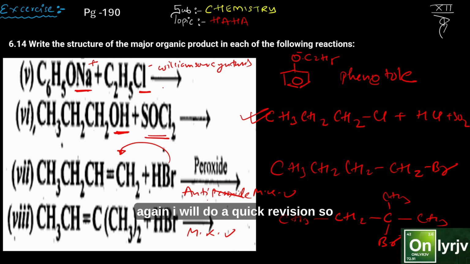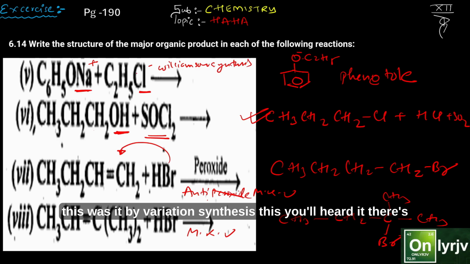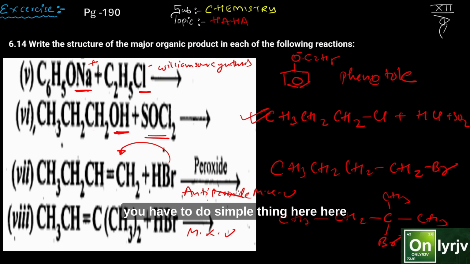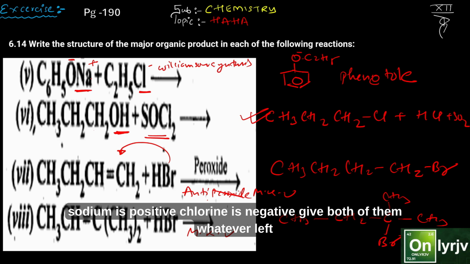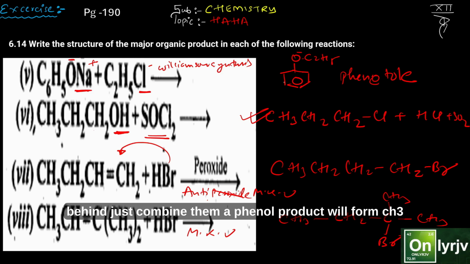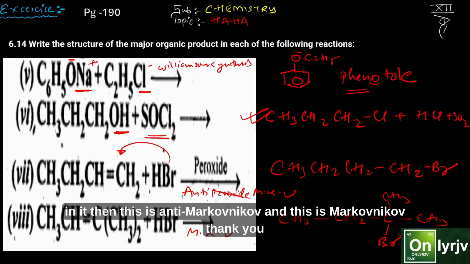So again I will do a quick revision. This was the Williamson synthesis with C2H5. You will hear this name in the next few chapters, but you have to do a simple thing here: sodium is positive, chlorine is negative, remove both of them, and whatever is left behind, just combine them. An ether product will form. CH3CH2CH2OH with SOCl2 is the best method to remove OH and introduce Cl. Then this one is anti-Markovnikov and this one is Markovnikov.